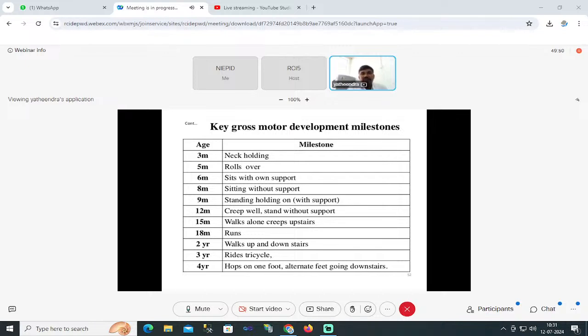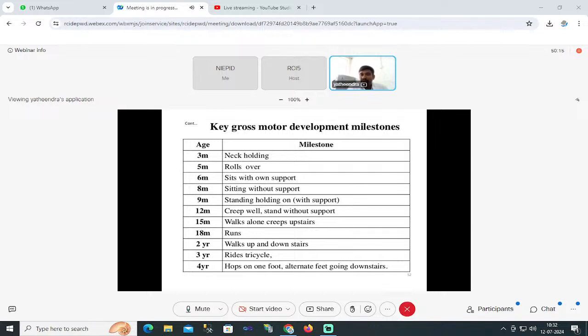Next one, go with 5 months, rolling over; 6 months, sits with support; 8 months, sitting without support; 9 months, standing with support; 12 months, creeping and standing without support; 15 months, walks alone, creeps upstairs; 18 months, running; 2 years, walks up and down the stairs; 3 years, bicycle riding; 4 years, hopping.